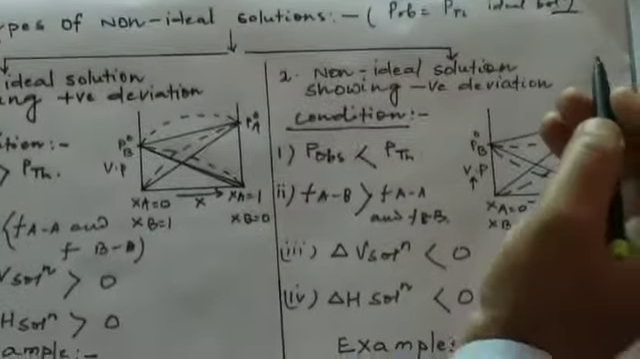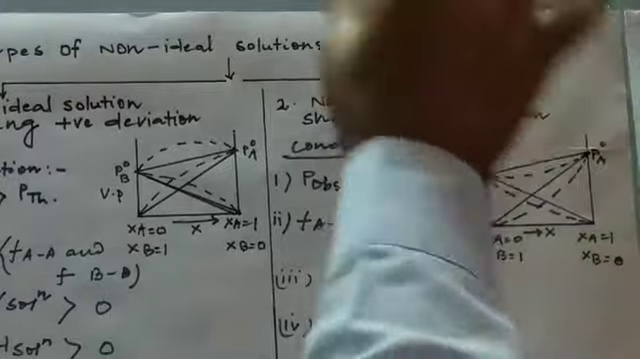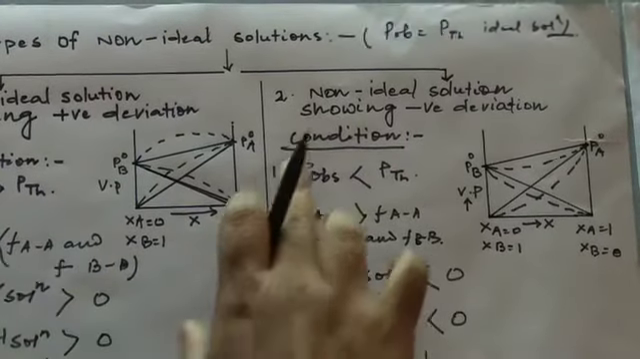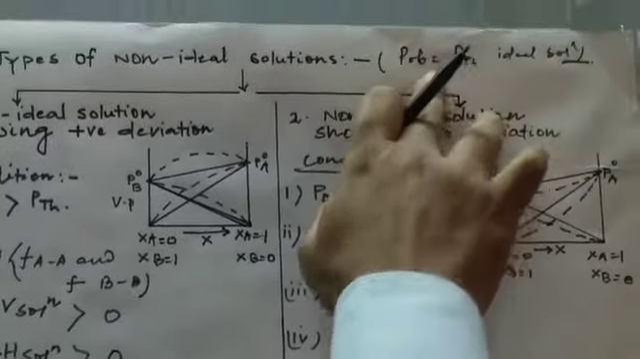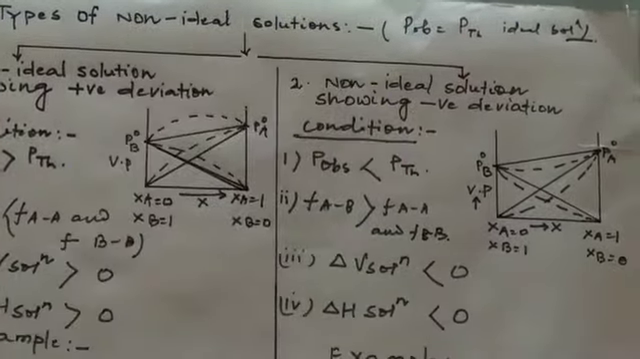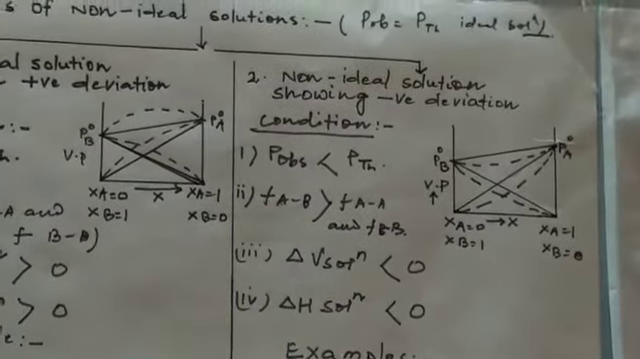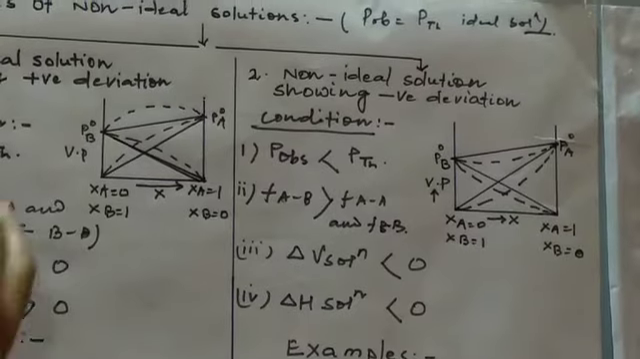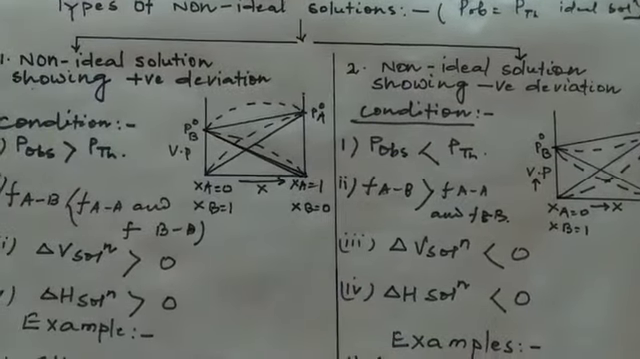Non-ideal solutions are of two types. For an ideal solution, what we learned previously is that P observed and P theoretical must be equal. For a non-ideal solution, P observed will not be equal to P theoretical. Either it will be less or it will be greater. So based on that, we can divide the non-ideal solutions into two parts. Number one, non-ideal solution showing positive deviation.